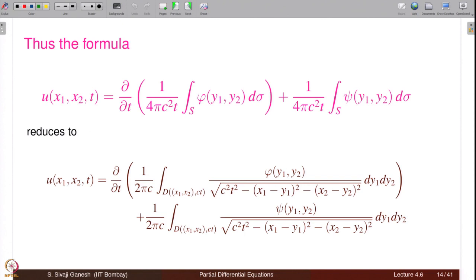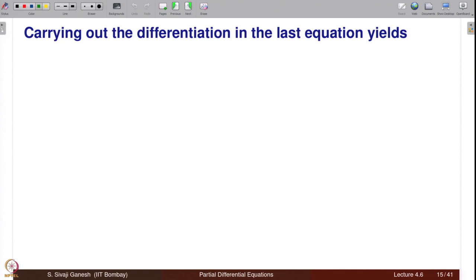Now, substituting in this formula reduces to this formula, or it changes to this formula. This formula was posed on a particular sphere in R3. Now, this is posed on a disk in R2, which is what we like, because we are saying the solution at the point (x1, x2) at time t is given by this formula. So, this formula is also called the Poisson-Kirchhoff formula. We have to remember that this is in 2 dimensions.